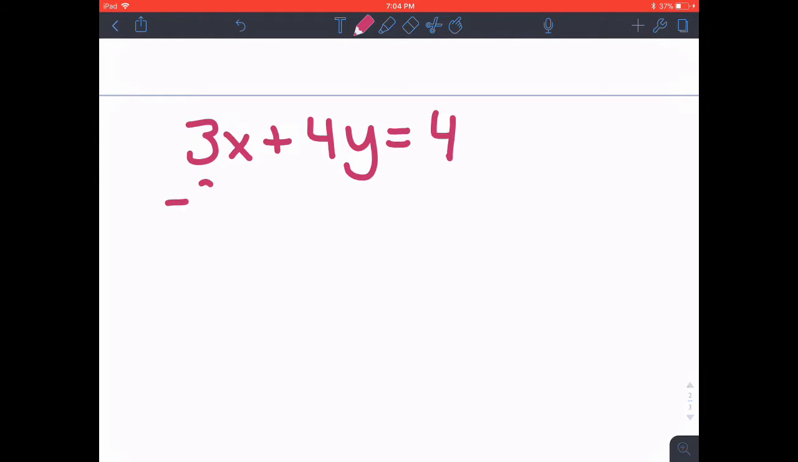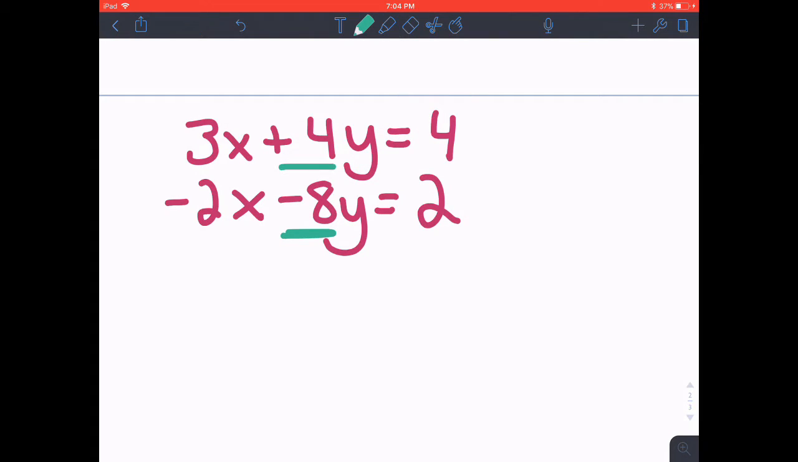Now we can go with another example. For example, 3x plus 4y equals 4, and negative 2x minus 8y, we'll say, equals 2. So again, you want to find numbers that have common multiples, and when you do this, multiply either one or both of the equations to get those multiples. So in this example, 4 and 8 share a common multiple of 8. 3 and 2 also share a common multiple of 6, so you could do either one, but I would go with 4 and 8 because you only have to change one of the equations.